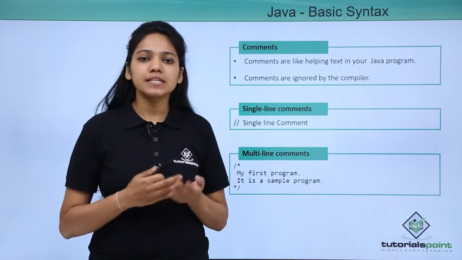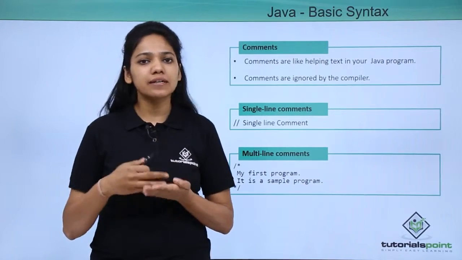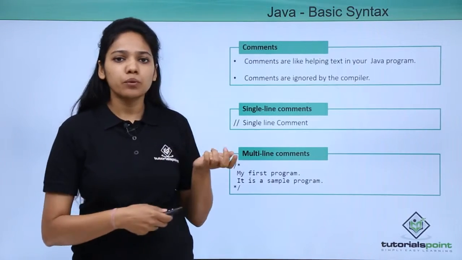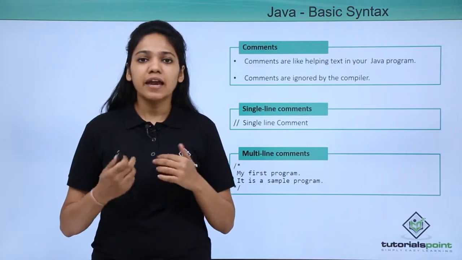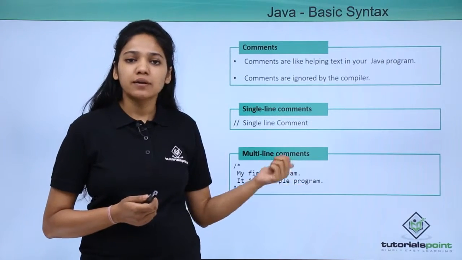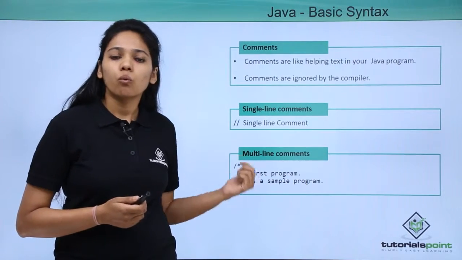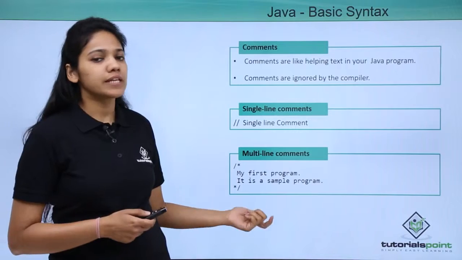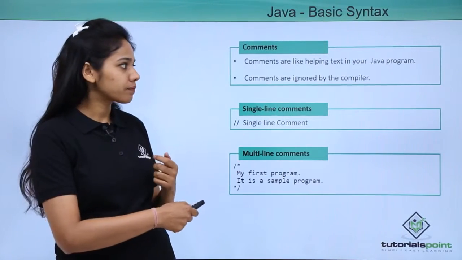You can write these comments in a single line, or you can write multi-line comments. You write single line comments by providing 2 forward slashes, and multi-line comments by providing a forward slash followed by an asterisk. Remember, in case of multi-line, once you open with a forward slash and asterisk, you also need to close with an asterisk and a forward slash.